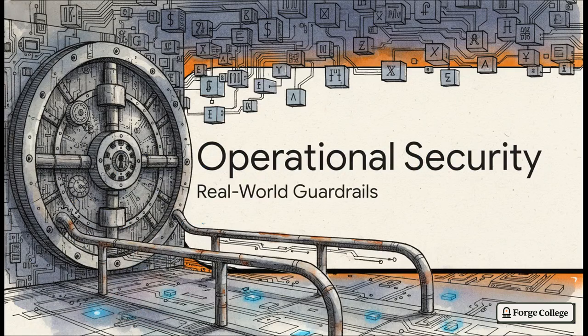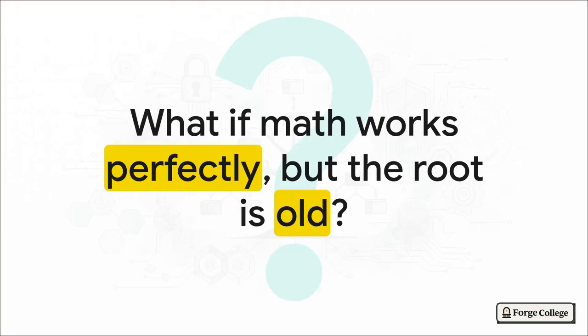Section 5. Operational security. Real-world guardrails. Okay, so our cryptography might be completely locked down, and our proofs are totally unambiguous. But remember the vault. A strong door just isn't enough. I want to pause for a second and ask you a direct question. What if the math works perfectly, but the root is old? What happens when our verifier receives that 2012 lottery ticket? We need a way to pivot from just checking cryptographic math to actually checking operational timestamps.